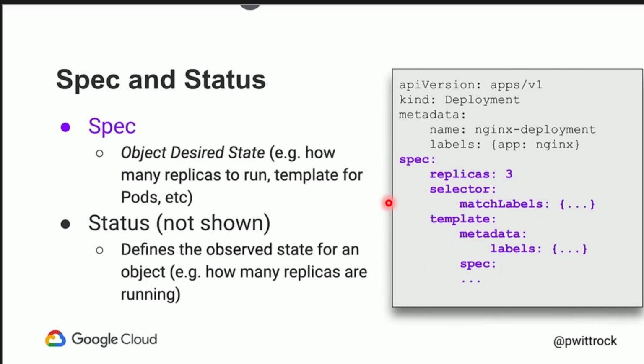The status field is generated by Kubernetes, and you don't see it in your resource definition. An example of that is how many controllers are running. So it contains information about the current status of the system. The control loop always tries to bring the observed state equivalent to the desired state, and it does that using the reconciliation loop.